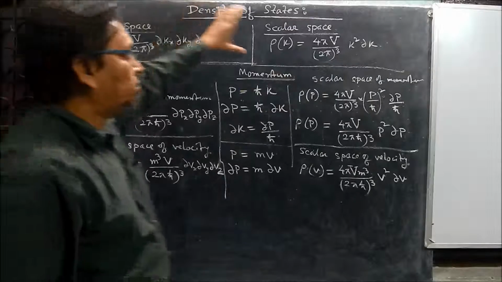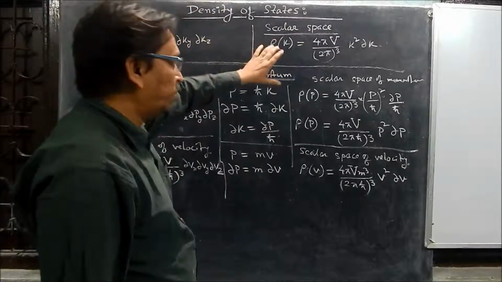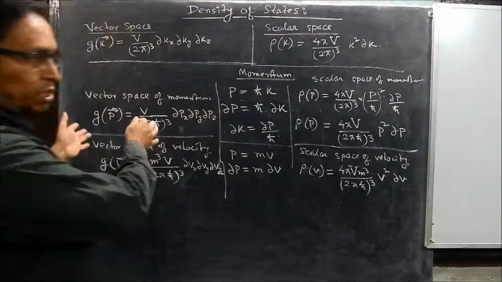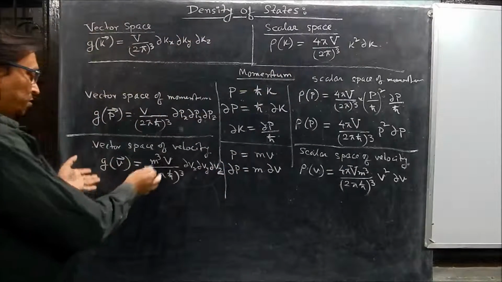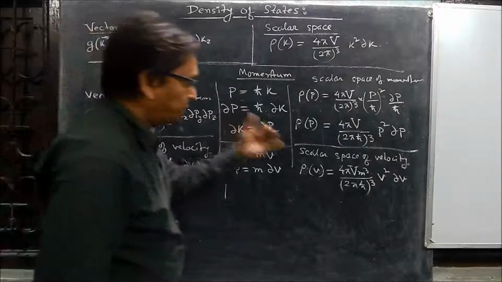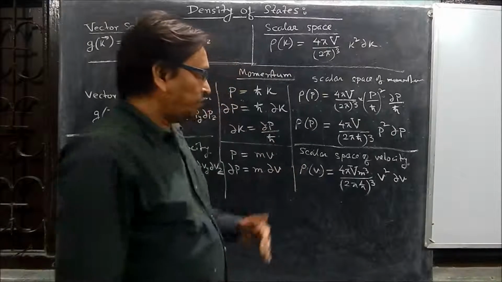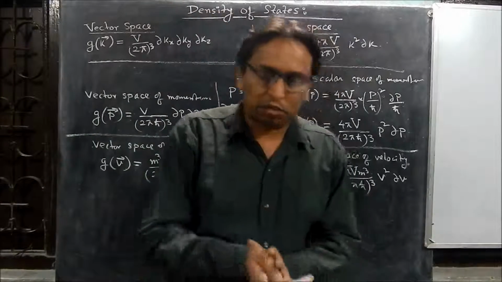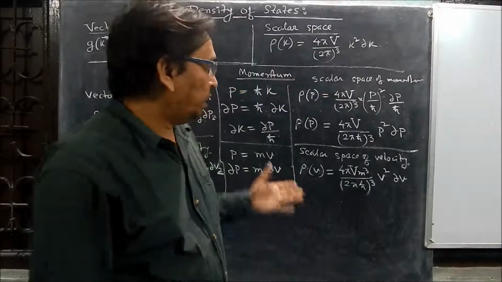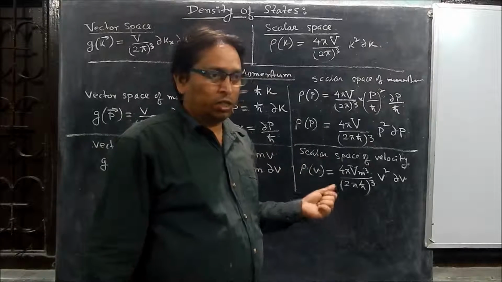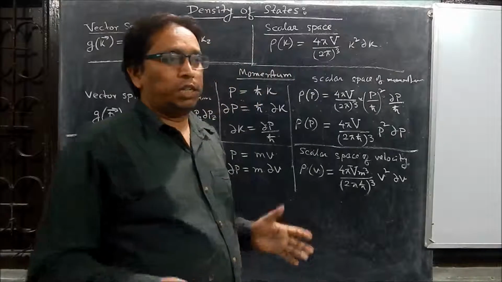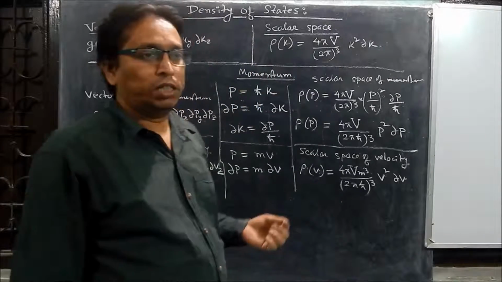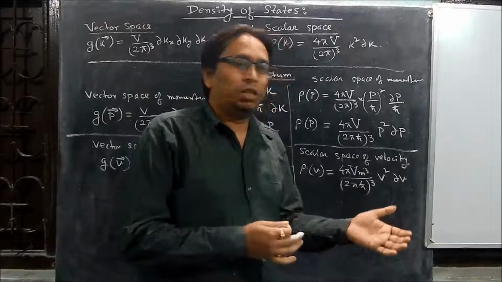Okay. So this one is the vector space, this one is the scalar space, and when you take momentum, momentum has a vector space and also a scalar space, and for the velocity also we have a vector space and we have a scalar space. Now for energy, energy is a scalar, so energy will have only scalar space. So in the next topic we will discuss just the scalar space, and that is the energy space. That is very crucial, because all the formulae are related to that energy space.